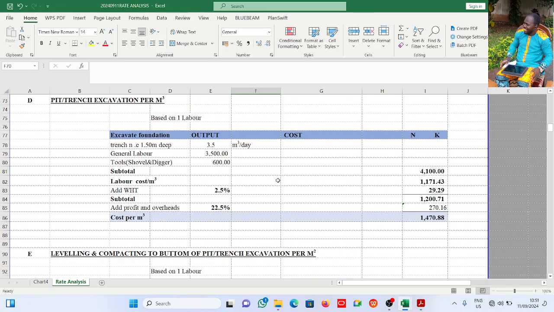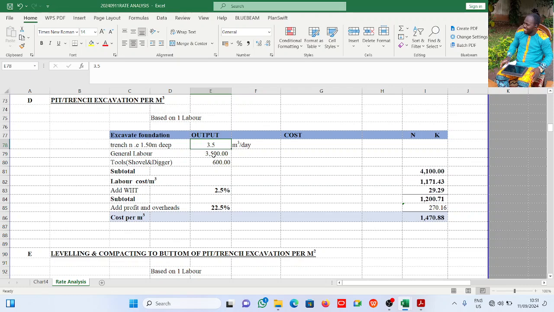Okay, now let's come to pit excavation per cubic meter. Of course, trench or pit excavation is in cubic meter. Now of course we have this, BESMM 4R, not exceeding 1.5 meters deep, and if it is exceeding, and in that order, so the output is 3.5 cubic meters per day. These outputs are industry standards, researched industry standards. So 3.5 cubic meters per day.